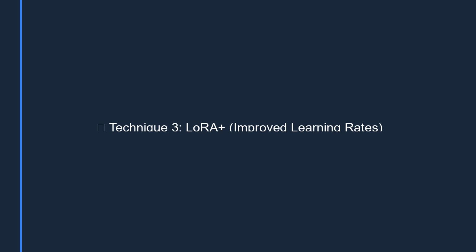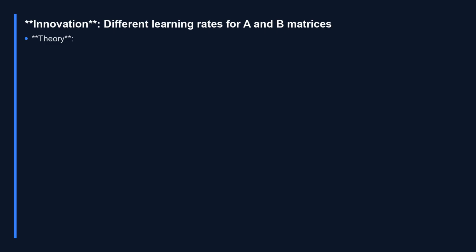Technique 3. LoRA Plus. Improved learning rates. LoRA Plus makes a subtle but high-impact observation about the two matrices inside every LoRA adapter. The A matrix and B matrix play fundamentally different roles, yet standard LoRA trains them with the same learning rate. LoRA Plus argues that's leaving performance on the table.